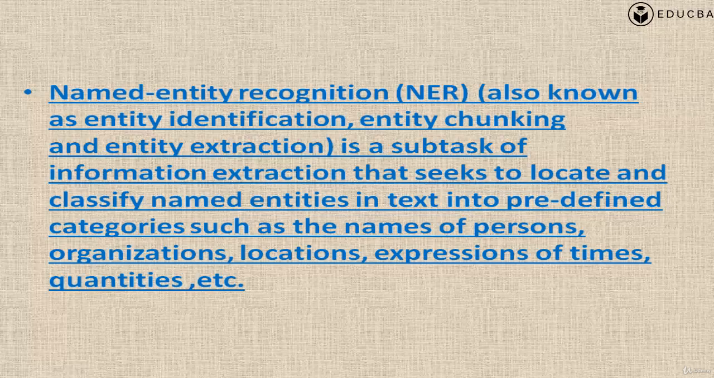classify named entities in text into predefined categories such as the names of persons, organizations, locations, expressions of times, quantities, etc. So these are different categories, and these are examples of entities. Basically, we are finding entities from our text, and our entities will be in the form of persons, organizations, locations, etc. So we are finding these predefined categories.